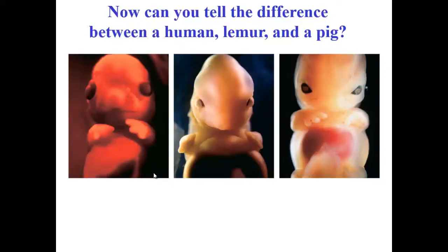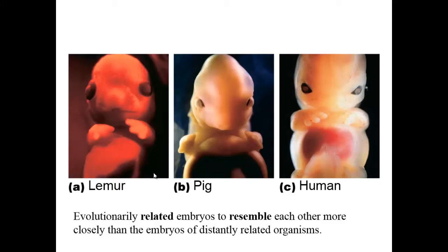So if we take a look at these, you might not know that this was the lemur, the first one, the second one was the pig, and the third one is the human. Their similarity, again, shows that they come from a closely related common ancestor.